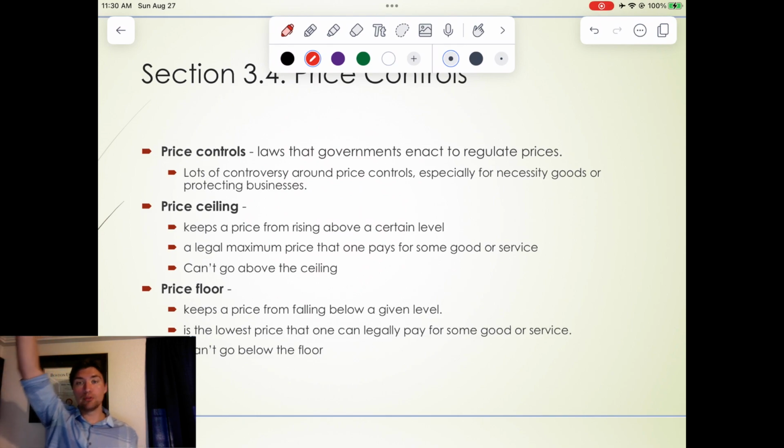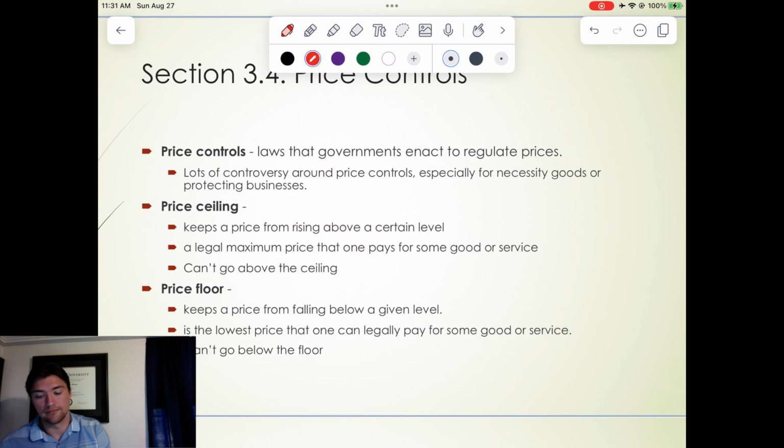Now, can I go below the ceiling? Yes, right? Because here I am, I'm below the ceiling. So just because there's a maximum price on something, that doesn't mean you have to charge that. Because where does the market always go to? The market always goes to equilibrium. So just because that's the maximum doesn't mean you have to charge it. You can charge anything below it. You just can't go above it.